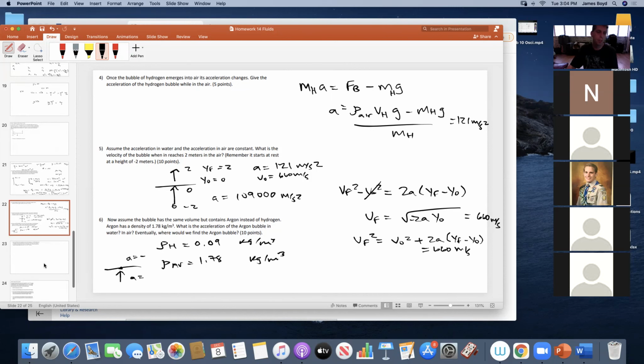It's not a difficult mathematical question, but if you definitely don't know how to do it, you're going to be in trouble. So again, this just goes back to MA is the buoyant force minus MG, where M is the object and FB is the density of whatever you're in times the volume of the object times G. And that's all there is really to this.